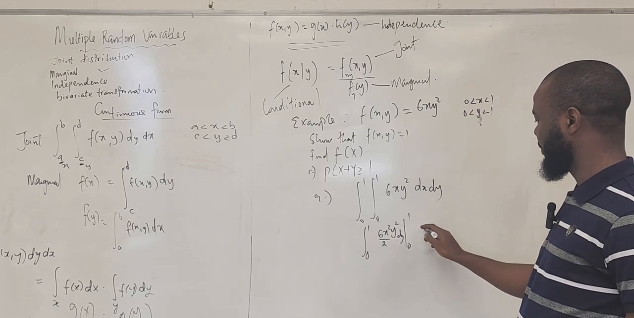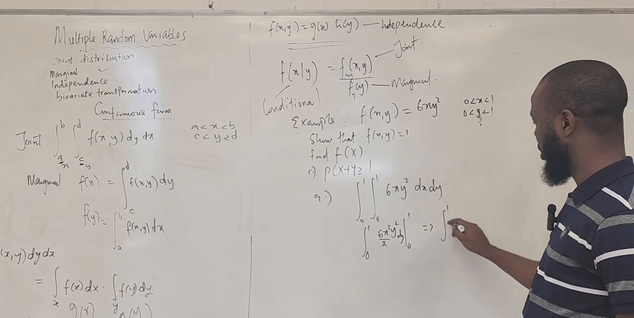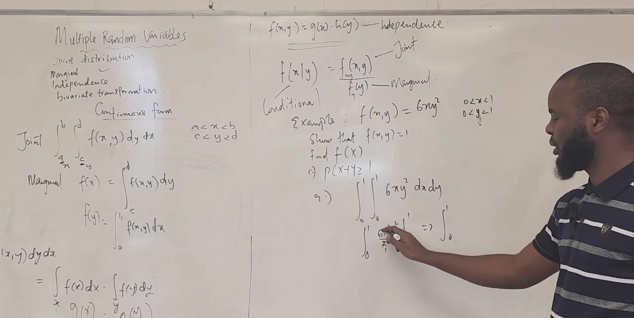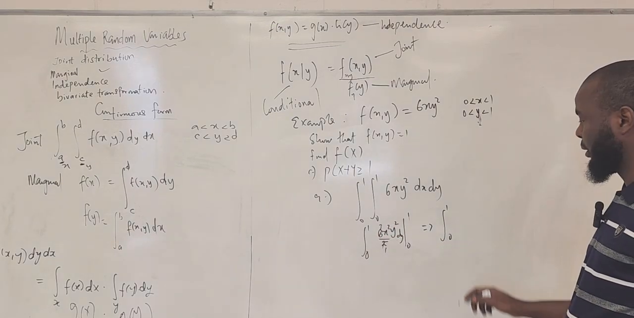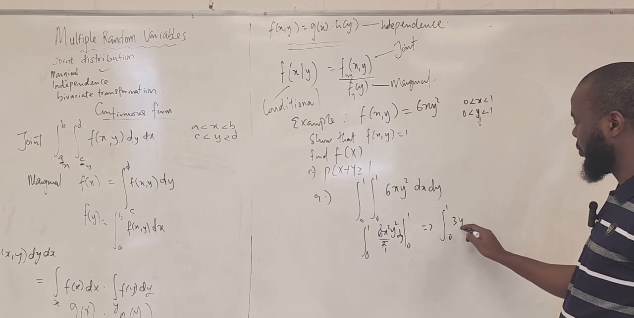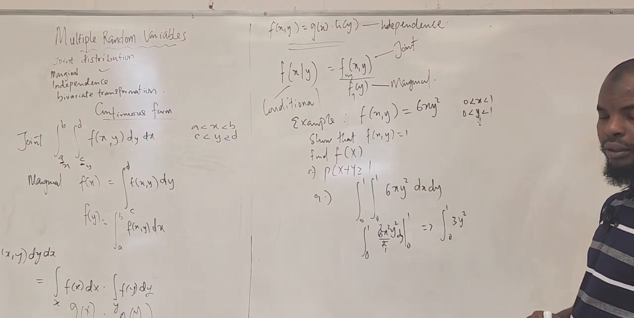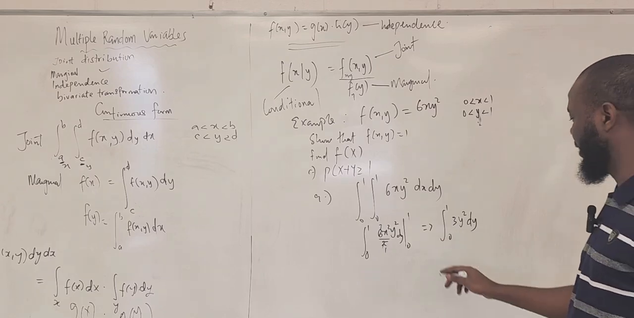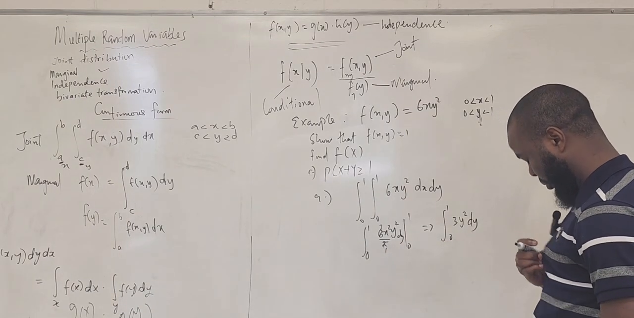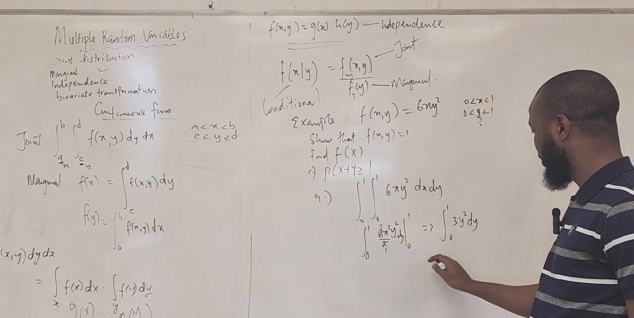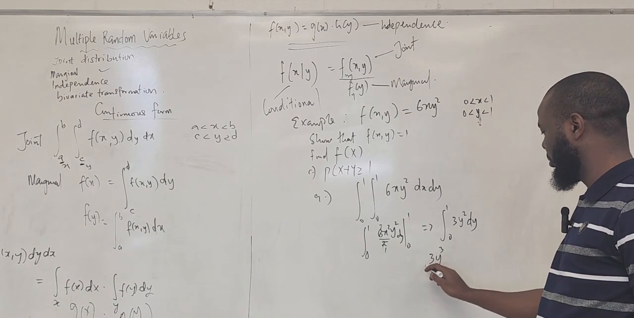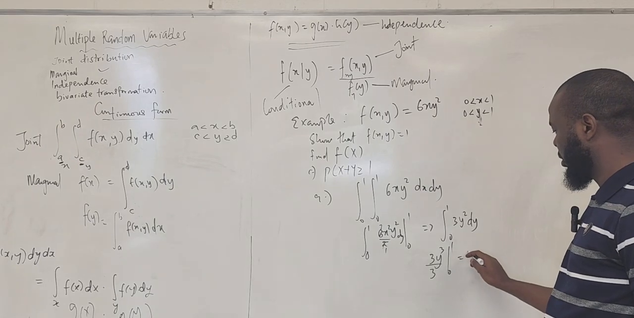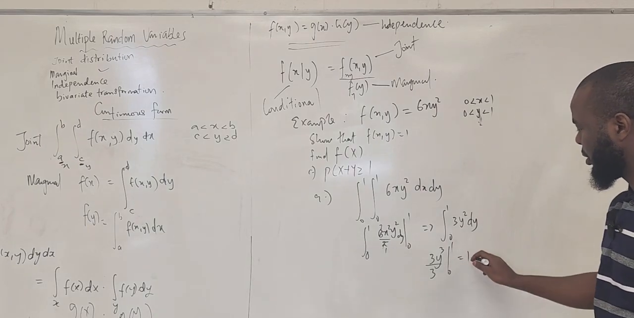When you plug in 1 and 0, 1/2 plus 1/2 gives 1, so here we have 3y squared dy. Now if you integrate this, you have 3y cubed over 3, from 0 to 1, which is 1. So that shows it is a PDF.